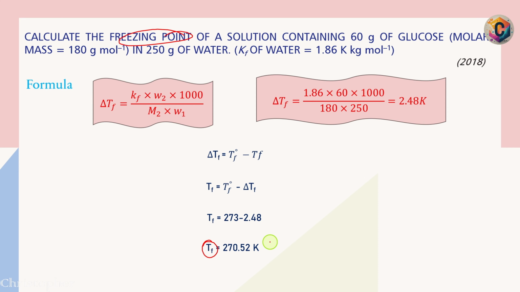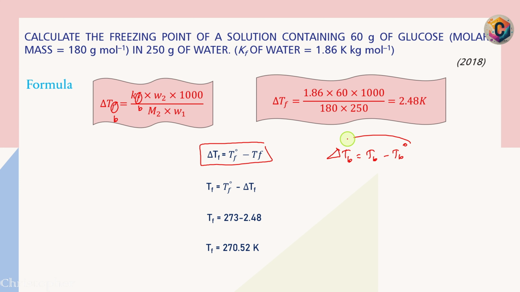The same thing you can do for boiling point as well. So for boiling point, what is the difference? In place of f, I'm going to use b, and then there's a small difference in this formula. So delta Tb is equal to Tb minus Tb naught. That's it. If you know these two small differences, you will be able to calculate the boiling point of the solution. Got it? Let me move on to the next question.